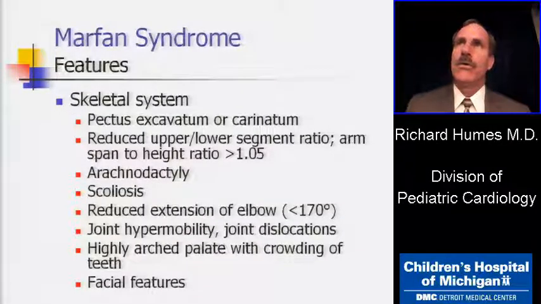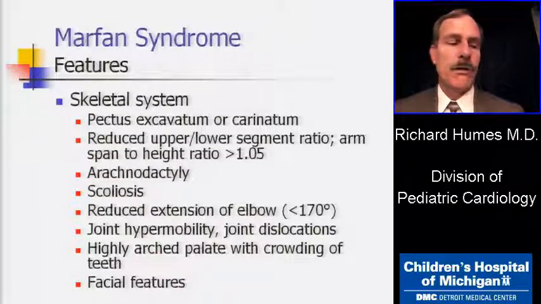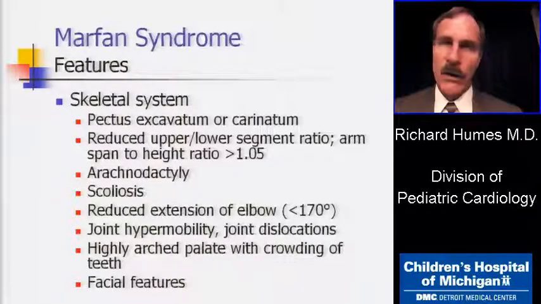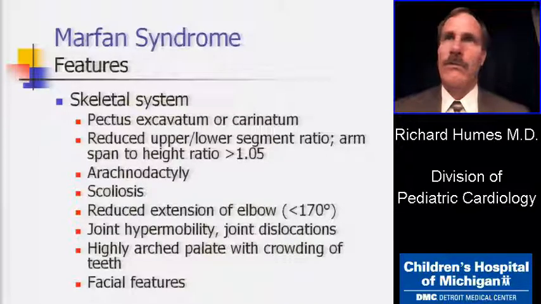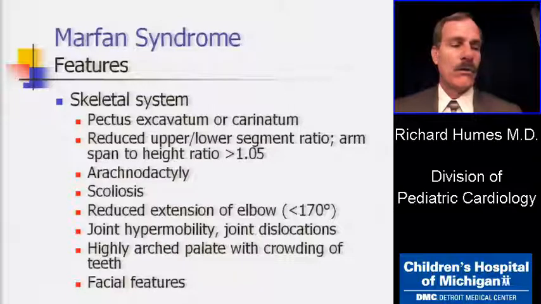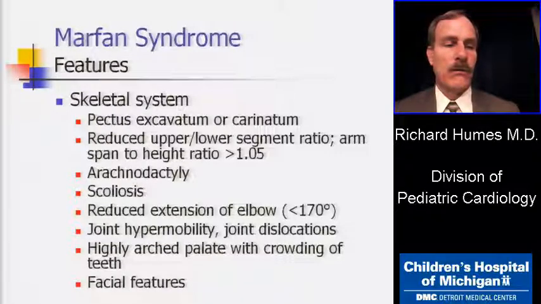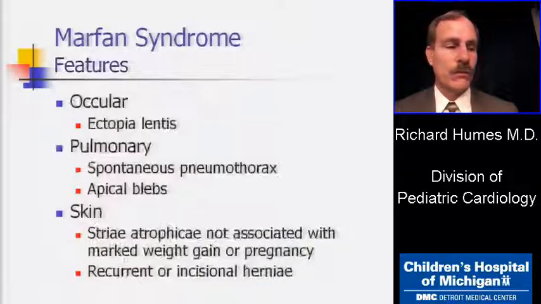Marfan's syndrome patients have features which involve the skeletal system, such as listed here: pectus excavatum or carinatum, a reduced upper-lower segment ratio, and a very long arm span, greater than height. They have long spindly fingers, arachnodactyly. They have scoliosis, reduced extension of the elbow, with joint hypermobility and joint dislocations. They often have a high arched palate and crowding of the teeth, and they have some typical coarse facial features.